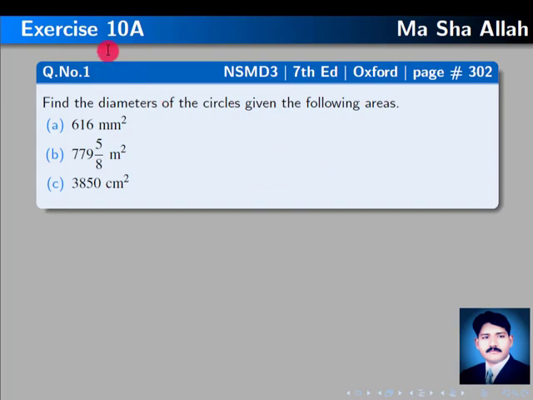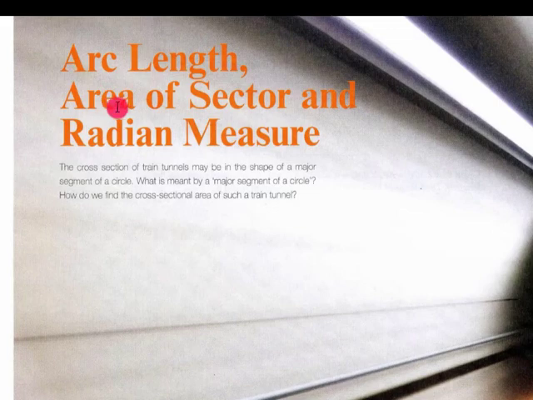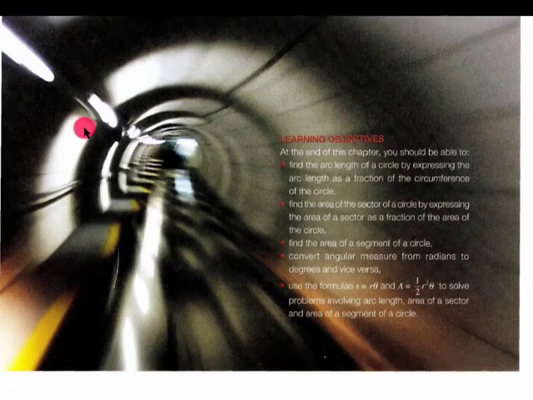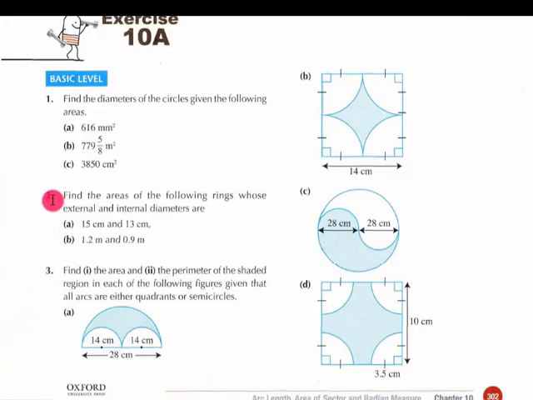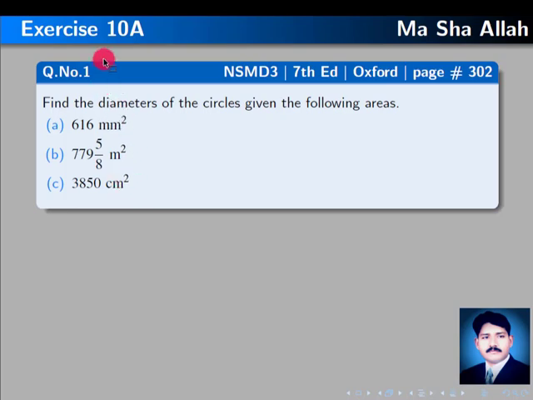Let us solve exercise 10a. This is the book of New Syllabus Mathematics D3, 7th edition, of Oxford Publishers, chapter number 10. The exercise we are going to solve is exercise 10a, which is on page number 302 according to the Oxford Publishers. This is question number 1 of exercise 10a. NSM D3 stands for New School Mathematics D3, 7th edition, Publishers Oxford, page number 302.